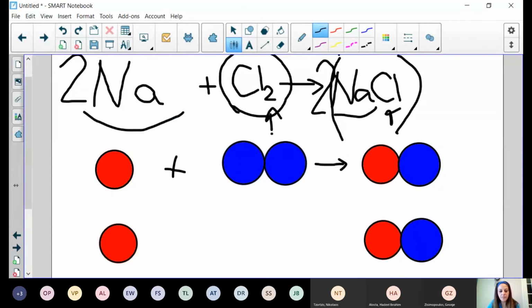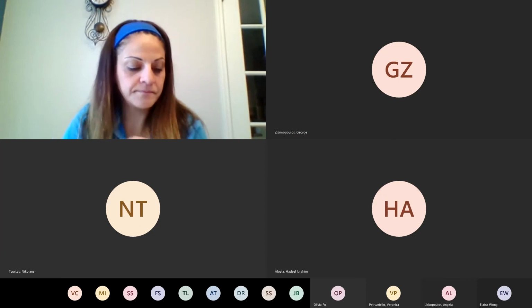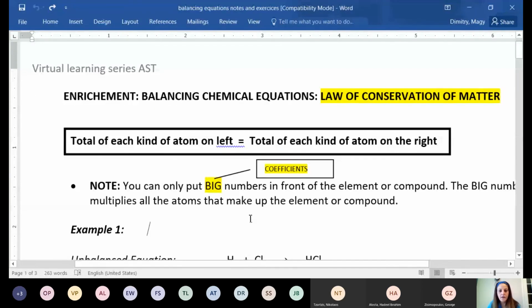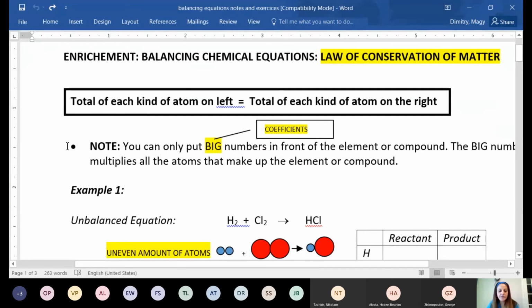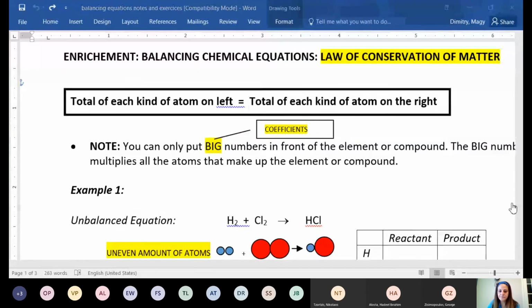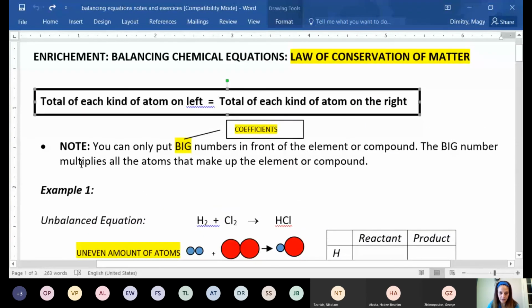So let's try now with the paper. Can you take the paper out that I asked you to print? Let me just share the screen with you. This one. So total, and this box is very important, the total of each kind of atom on the left must be equal to the total of each kind of atom on the right. That's what we just did now with the circles.